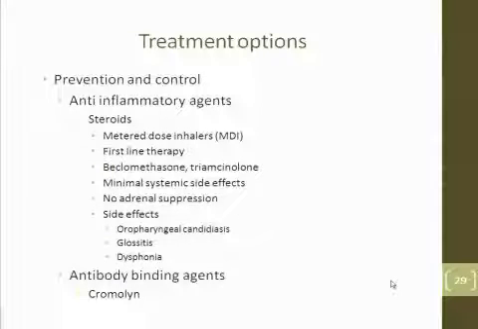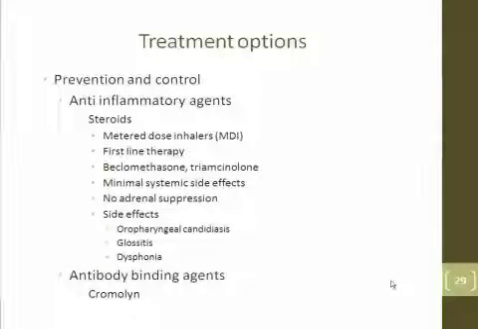And the old way of doing it was to give PO, which is really not the better way to do it. Instead, we're now doing it via metered-dose inhalers. Things like beclomethasone or triamcinolone can be done that way. It gives you minimal side effects and no adrenal suppression, so you don't have to worry about having a person develop adrenal crisis when they're on those things. The only downside to it is that the steroids will immunosuppress the oropharynx and cause increased risk of developing oropharyngeal candidiasis, which is a real nasty process, which I showed you pictures of before. You can get glossitis and dysphonia as well.